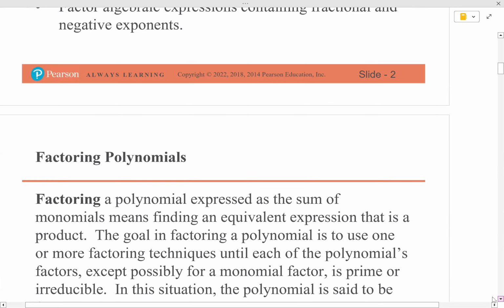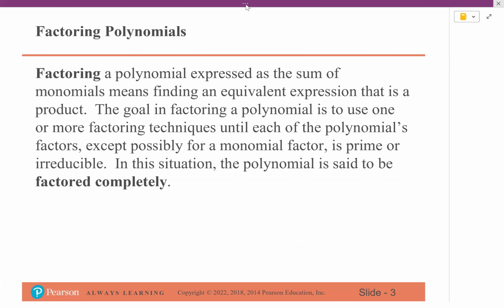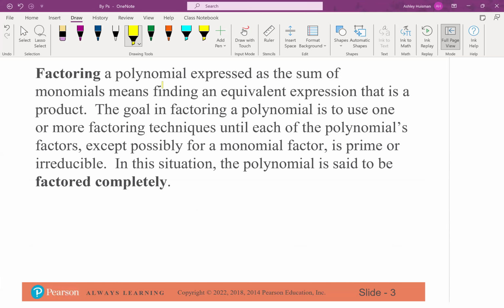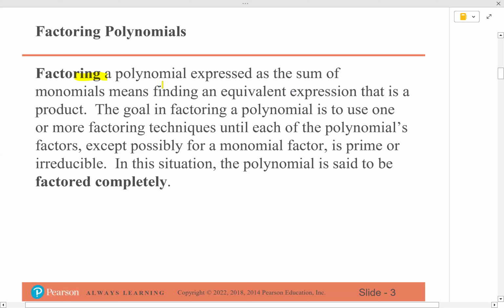All right. So, introduction: we've already said what factoring means. It's the opposite of multiplying. Factoring a polynomial expressed as the sum of monomials means finding an equivalent expression that is a product. Like I said, basically going from the answer we saw in problems from P4, the last section, to the 2 or more polynomials that they looked like as a product.